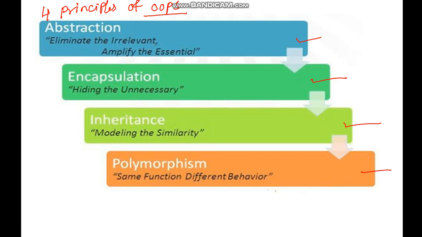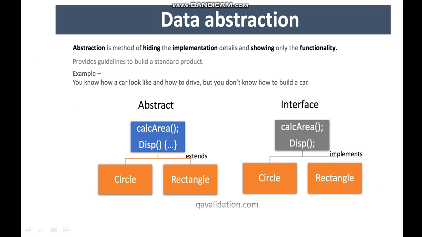First one, abstraction. Abstraction, or data abstraction, is a method of hiding implementation and showing only the functionality, and we can also define it as hiding the unnecessary details and showing only the necessary details. We'll see this with an example. We know how to drive a car but we don't know how to build a car. It is an example.